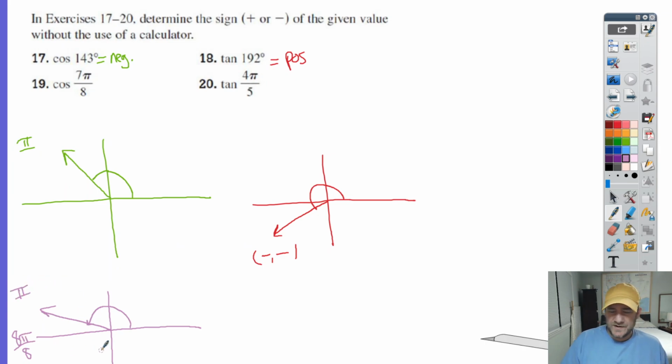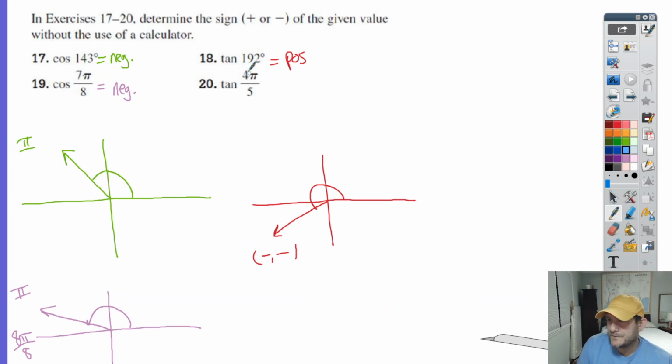It doesn't take any actual computation, right? You just know that 7 pi over 8 is almost 8 pi over 8. So you're in quadrant 2. It's cosine. Cosine is x's, so we're negative, because we're in quadrant 2.